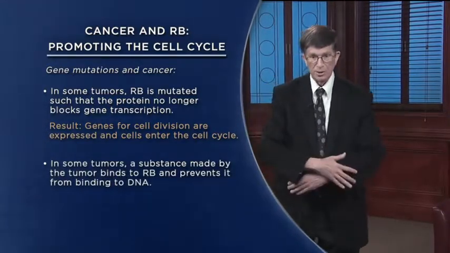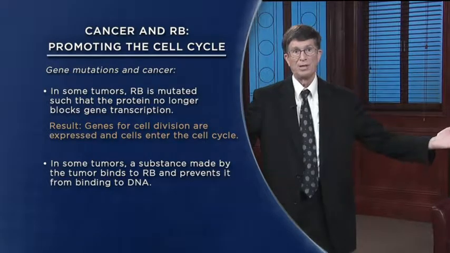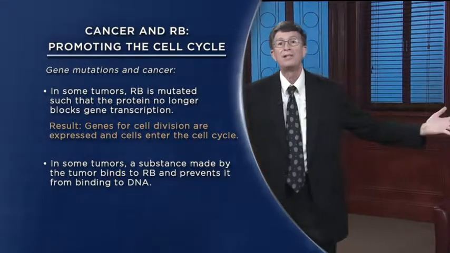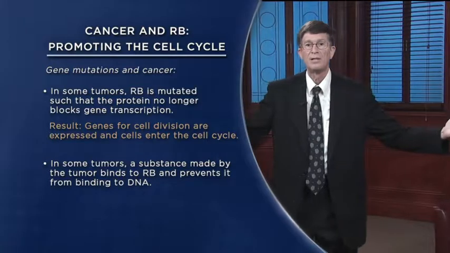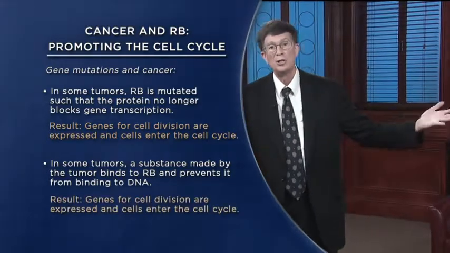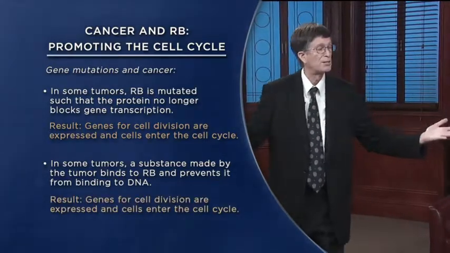In some tumors, a substance made by the tumor binds to RB. So if RB is able to do this, but the substance binds to RB like a stick and prevents RB from binding to DNA, its mechanism from binding to DNA, the result is the genes for cell division are expressed and cells enter the cell cycle. So the RB mechanism, and there are many other similar mechanisms in nature and in tumor cells, is very sensitive to things that can stop it from working.